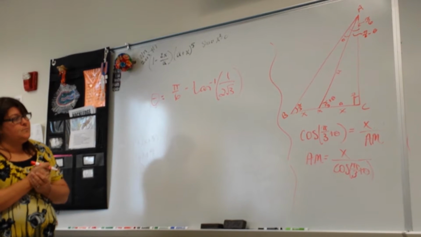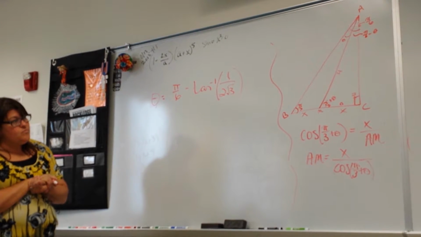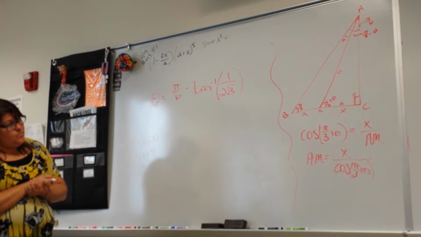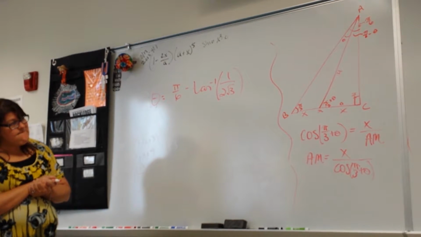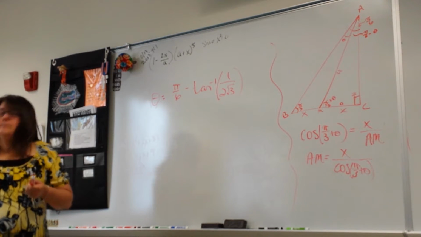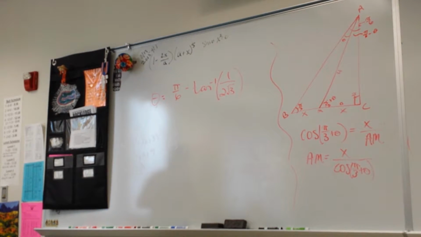Well, you could actually find angle BMA, because if you know that they're supplementary angles, you could say pi minus (pi over 3 plus theta) is going to be angle BMA, and so now you have all the angles. But we're trying to actually solve for theta. So that might come in handy later on.